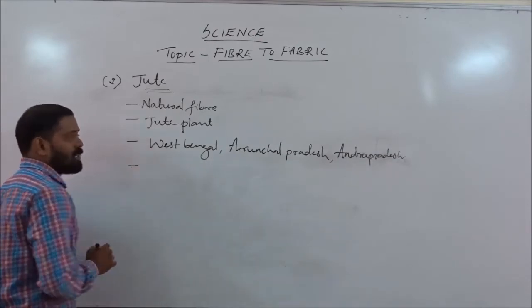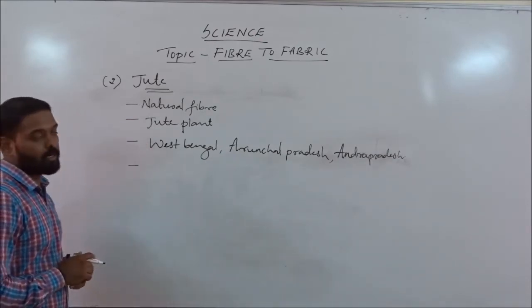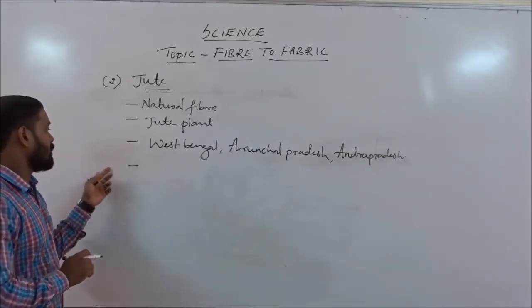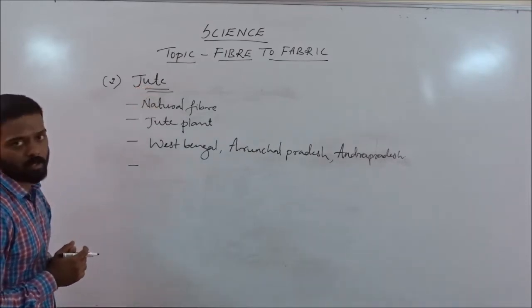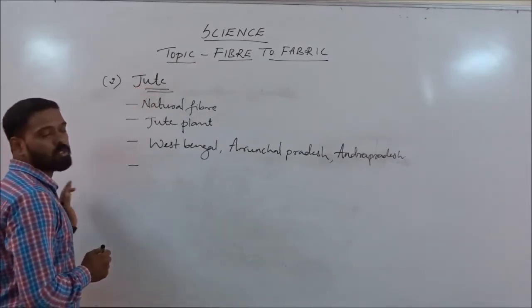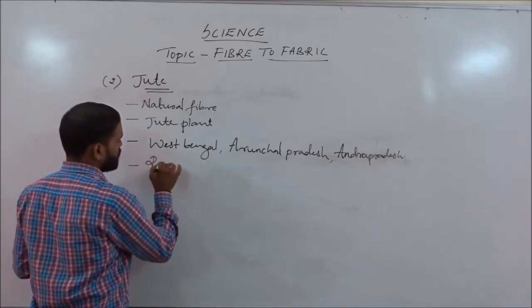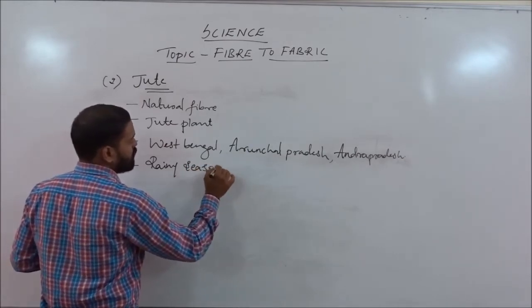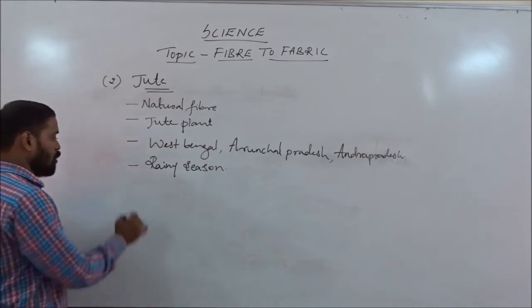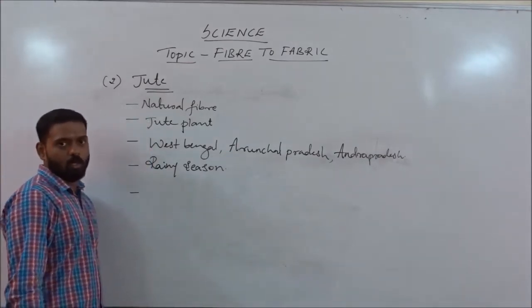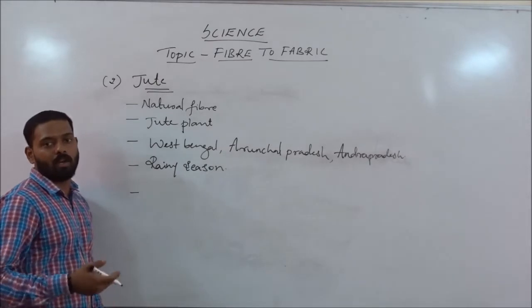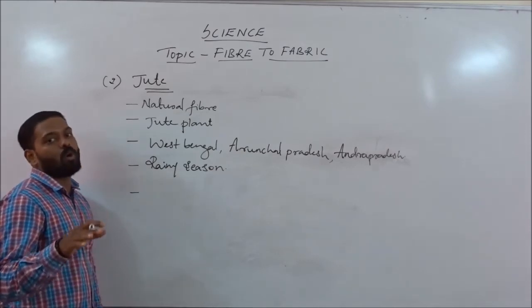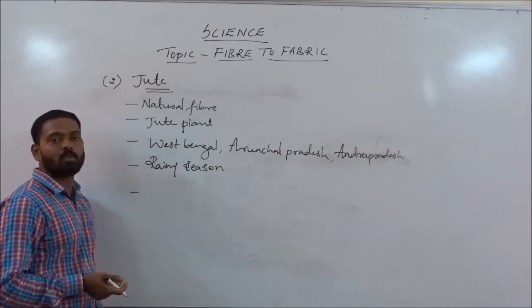So what are the conditions necessary for growing this jute plant? Basically they grow in rainy seasons. In which season do they grow this jute plant? They grow in rainy seasons. It requires lots of water. Once you plant this jute plant, after 1 month or 1.5 months it shows a seed. After a few months it comes to the flowering stage.